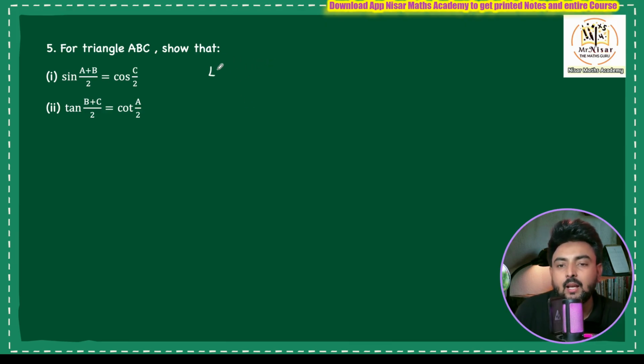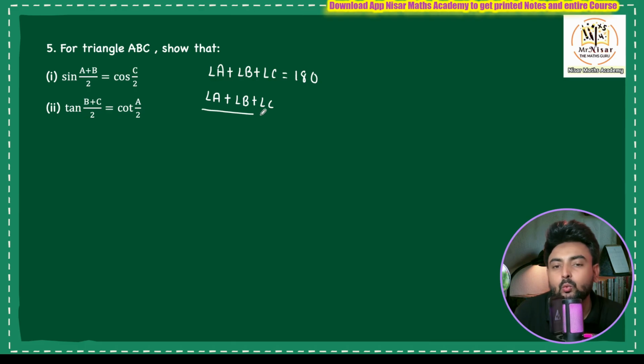I'll say here angle A. What is the sum of all angles of a triangle? Angle A plus angle B plus angle C. The sum of all angles of a triangle is 180. If I divide these, children, angle A plus angle B plus angle C by 2, so I should divide it on the right side also. So I'll be getting angle A plus angle B plus angle C, all by 2, is equal to 90 degrees.